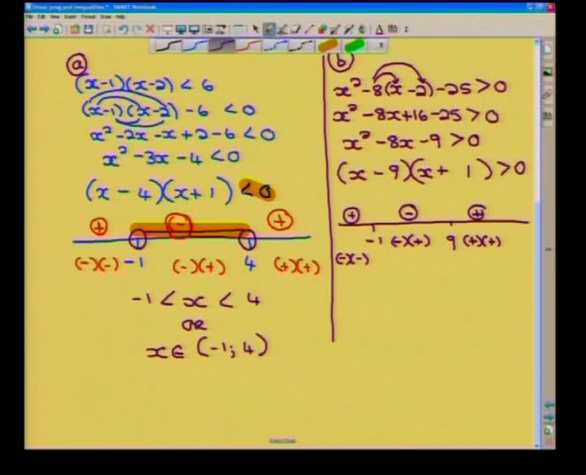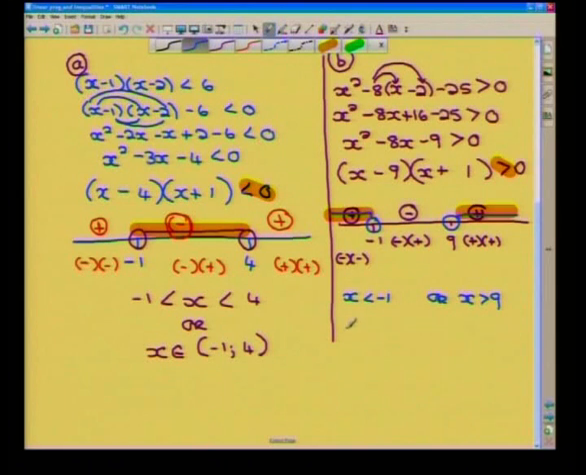Right, what are we selecting? We are selecting greater than 0, so we want here and here. We do not want that value because it's only greater than, not greater than or equal to. So that's our solution we want. So it would be x smaller than -1 or x greater than 9.